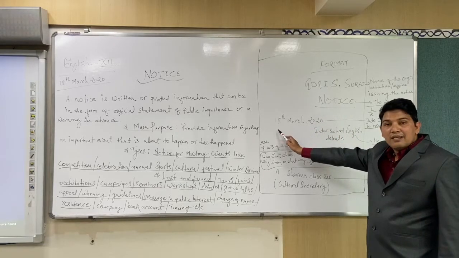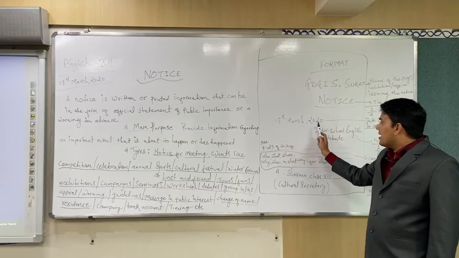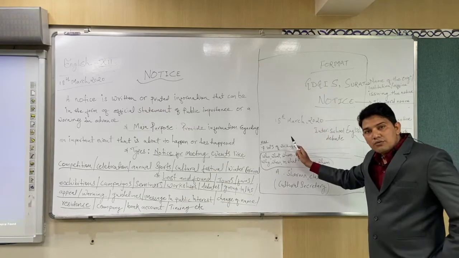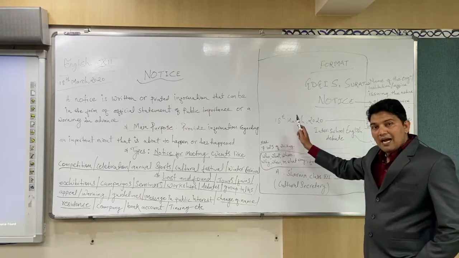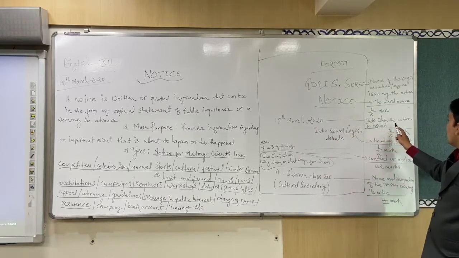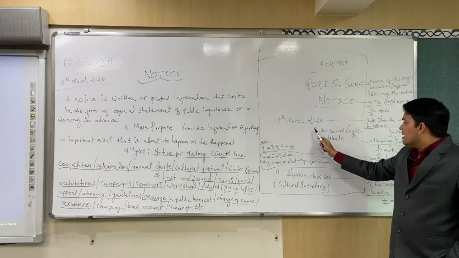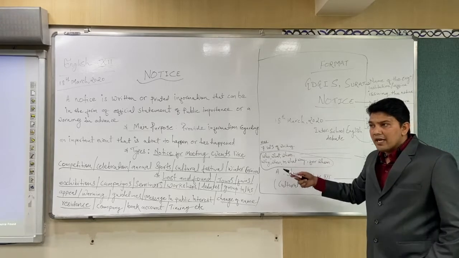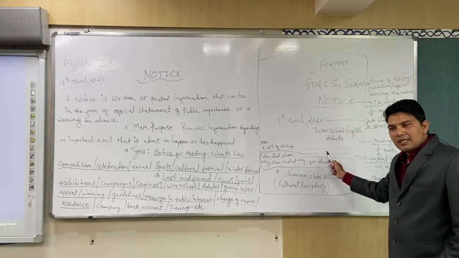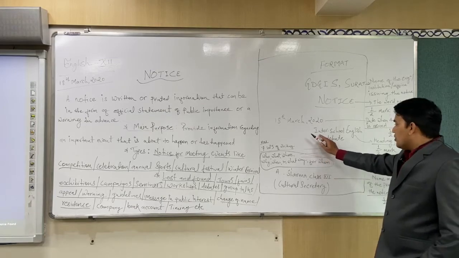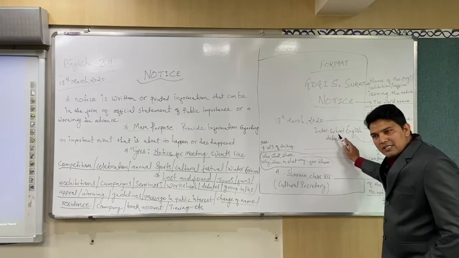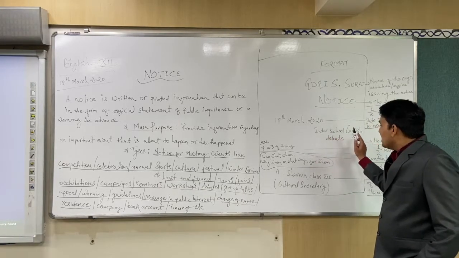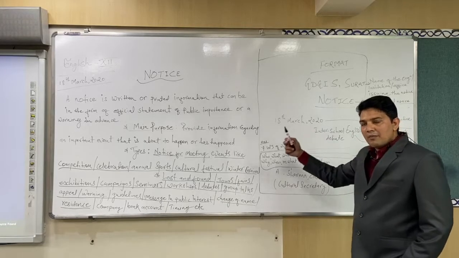Then on the left side, you can see 18th March 2020, that is the date. It's very important because you are issuing the notice on this particular day and date. Okay, the date when the notice is issued, then the subject. What is the subject? What have you written that notice for? That is to be conveyed. So, inter-school English debate. Here, for example, you're writing to convey the message that we are going to have the inter-school English debate competition, and for that you are informing the people.